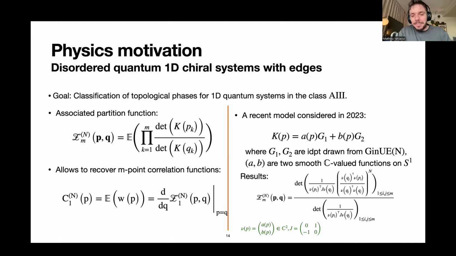Okay, and two years down the path, there's been an extension of that simple model, where this time the cosine and sine functions have been replaced by arbitrary smooth complex-valued functions on the unit circle, which are denoted by A and B here. And using some invariance arguments, some SU(2) invariance argument, they've been able to derive a pretty elegant and simple form for the partition function associated with that random winding number, right?